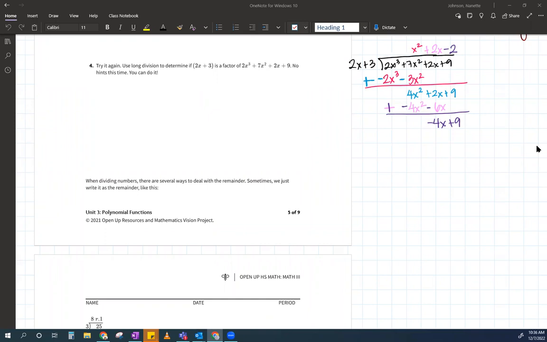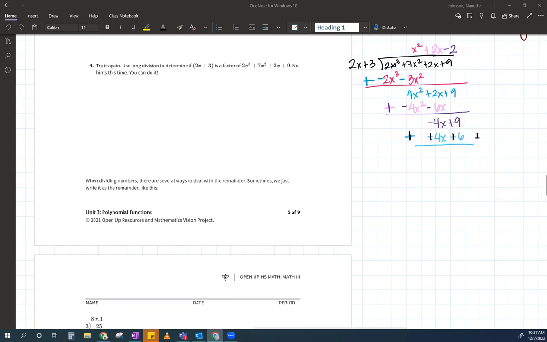Wait, I said that wrong. Negative 2 times 3 is negative 6. Okay, then I'm going to subtract, right? So then in reality, I am going to add the opposite. I'm going to add the opposites. So then that goes away and I'm like, woohoo, I did it right. 9 plus 6 is 15.